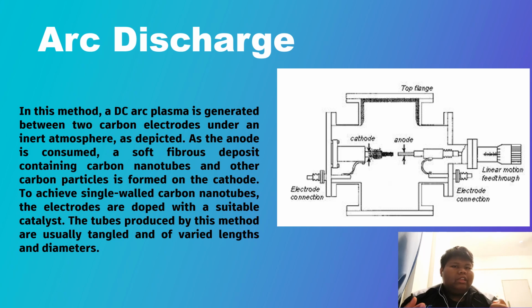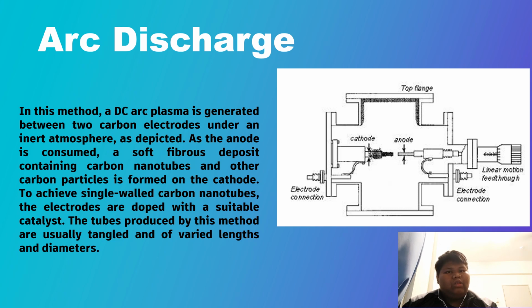So next is arc discharge. In this method, DC plasma is generated between two carbon electrodes under an inert atmosphere as depicted. As the anode is consumed, a soft fibrous deposit containing carbon nanotube and other carbon particle is formed in the cathode. To achieve single wall carbon nanotube, the electrodes are doped with a suitable catalyst. So the tube produced by this method are usually tangled and of varied length and diameter.